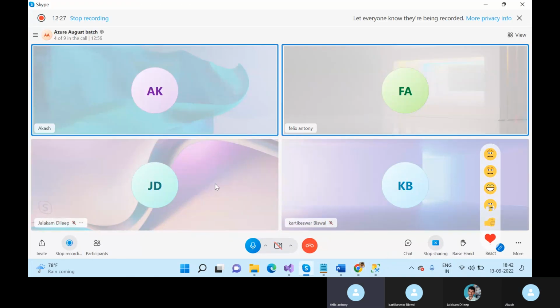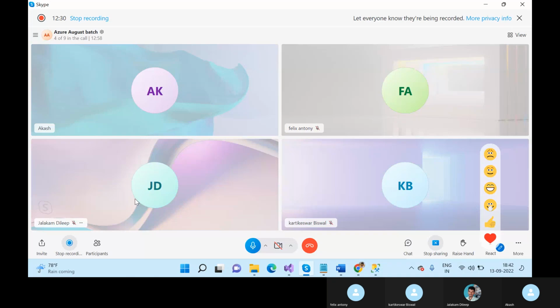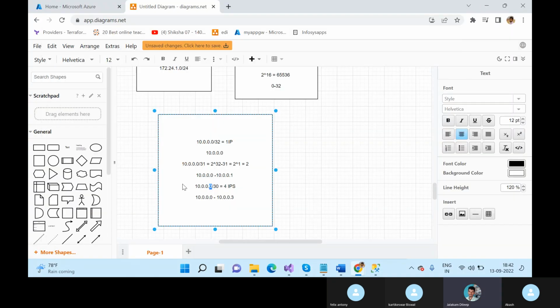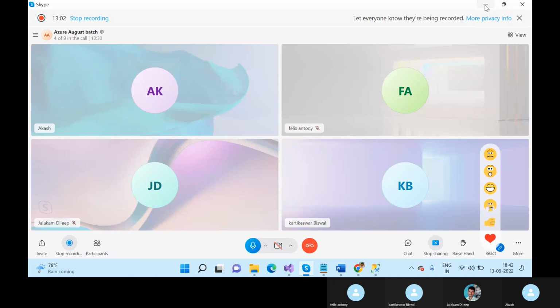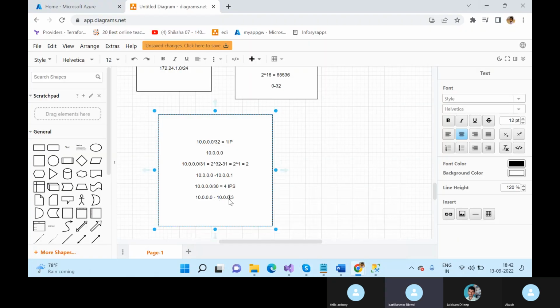Correct. Dilip, are you clear? So 2 to the power of 31. Can you show me the code? 2 power 32 minus 31, 2 to the power of 1, which is equal to 2. So I have two IPs. What are the IPs? 10.0.0.0 and 10.0.0.1. These are the two IPs. Clear? Clear. Karthik, are you clear? Yeah, the video is not clear, but I will see it later and I will come to know.